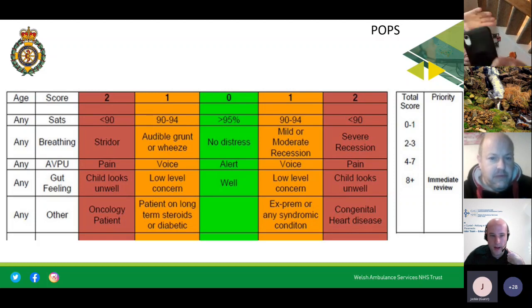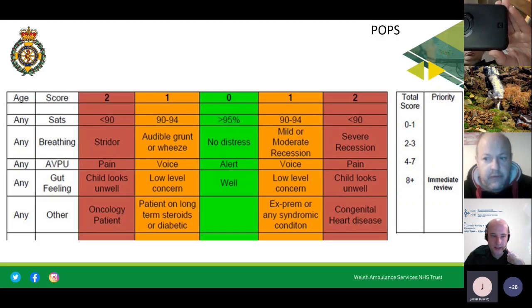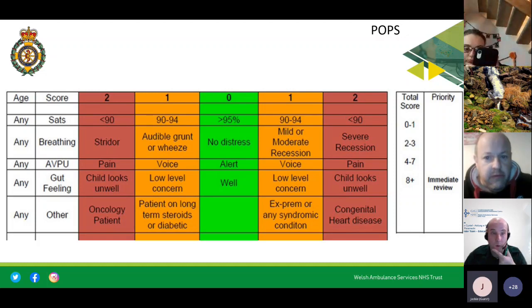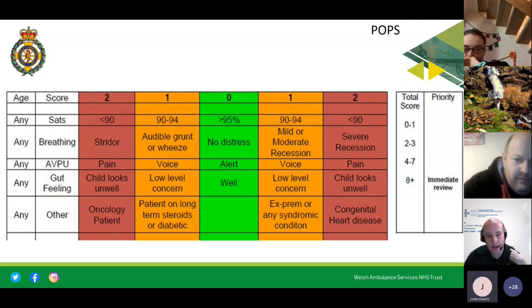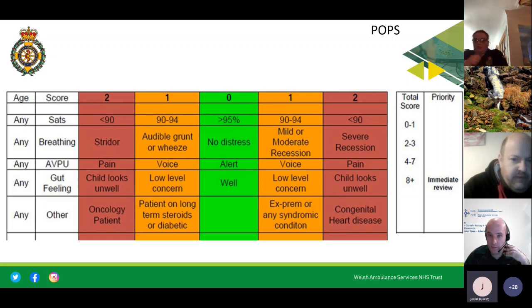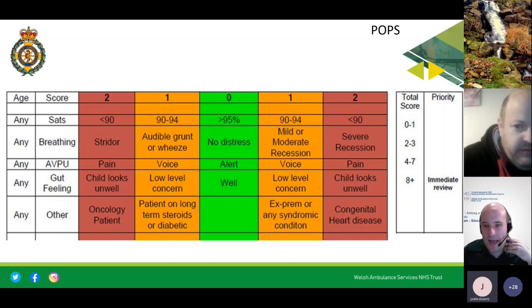Then you would look at the AVPU, alert, and so on. Your gut feeling is a really nice one. You're there in front of the patient. Do they look unwell? Do they look well? So you can score your own gut feeling on it. And then again, they can score multiple here. So if they were prem and they've got a heart condition, they would score a 3 out of there. So potentially they would score 3, 6, we'll say 7, 8 in the first section. So you'll find they can get really high POPS scores really easily.